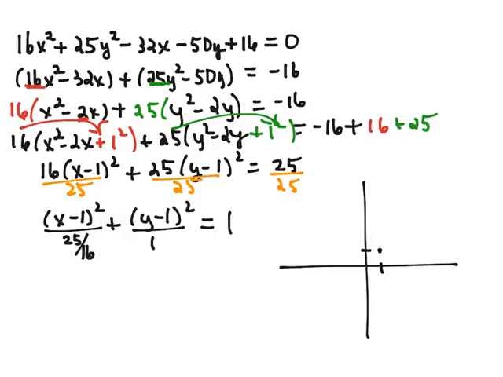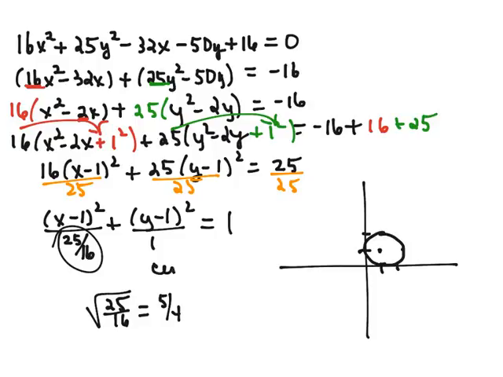Horizontally, we're going to take the square root of 25 sixteenths, and the square root of 25 sixteenths is 5/4. So we're going to move 1 1/4 to the right and 1 1/4 to the left to get our horizontal vertices. And then we're going to move up 1 and down 1 to get our vertical vertices. And so there is the rough sketch of our ellipse. I noticed that the center of this ellipse was, as we said a moment ago, 1, 1.